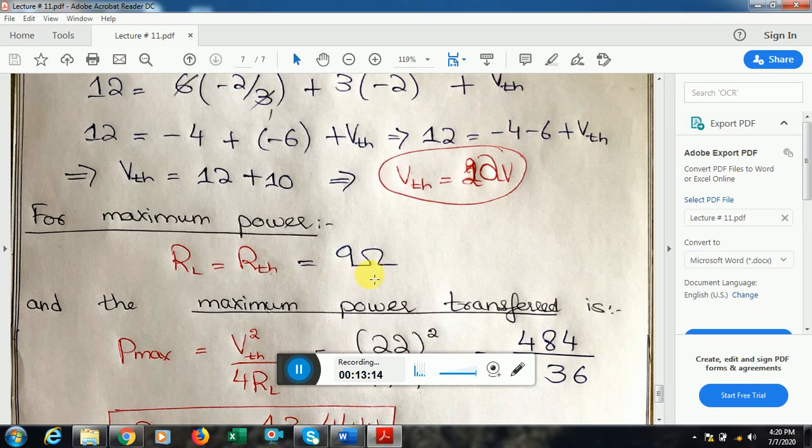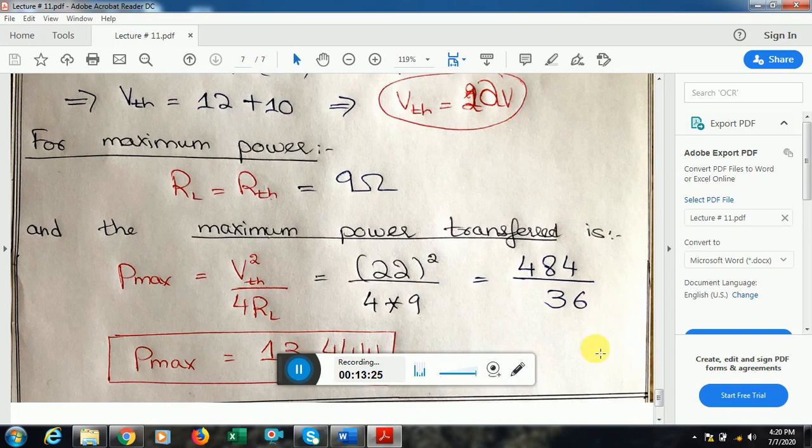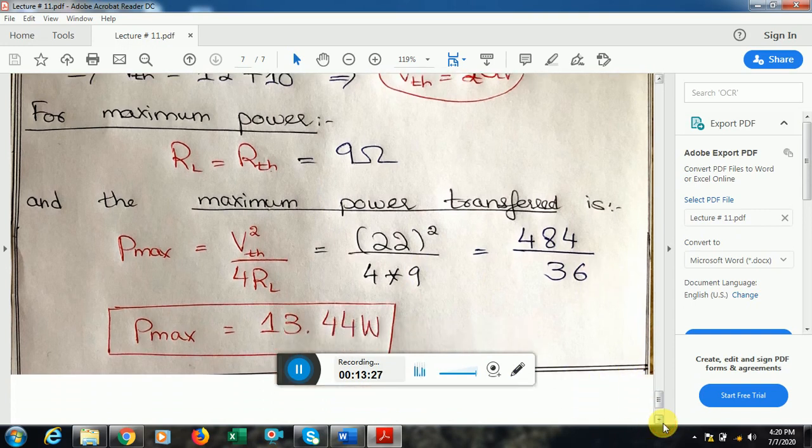Now we go back to finding the maximum power. I already found that R Thevenin is 9 ohms, so the maximum power can be transferred when RL, the load resistance, is equal to 9 ohm. And now for finding the maximum power value, we just plug in the value of V Thevenin and RL, and I get to know that the maximum power transferred is 13.44 watt. That is it with this.